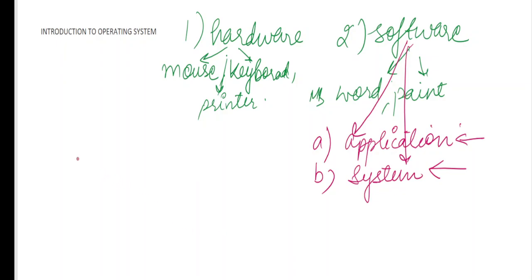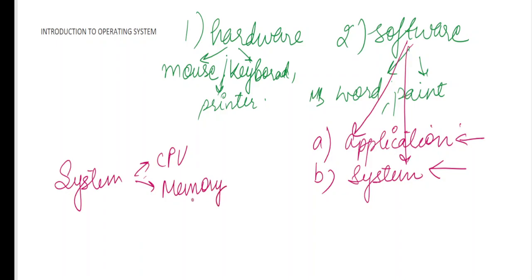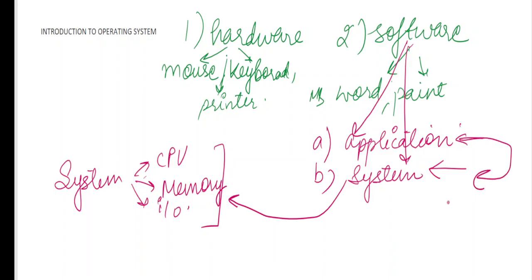Now what is the system? If I talk about the system, it's just the CPU, your RAM, basically memory, and your I/O basically. So the system constitutes the minimum requirements, and system software are the software which run using these only. Application software are the software which run using system software. So system software helps application software to run.